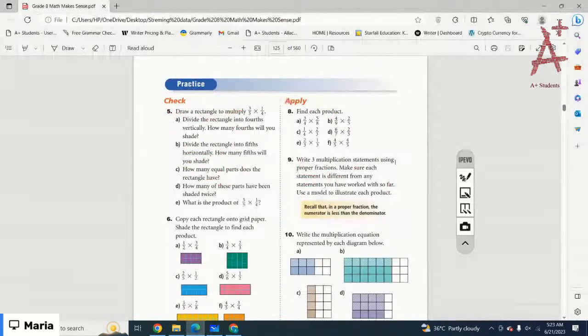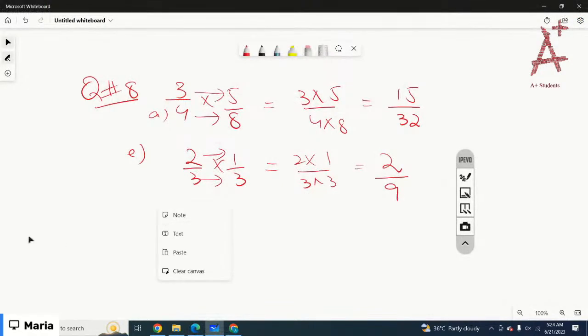Okay, just look at question number 9. Write 3 multiplication statements using proper fractions. Make sure each statement is different from any statement you have worked with so far. Use a model to illustrate. Recall that in a proper fraction, the numerator is less than the denominator. You have to write down any 3 multiplication statements. Numerator must be smaller than denominator. Got it? It could be any. You can just write down 3 examples in which numerator is less than denominator. Got it?